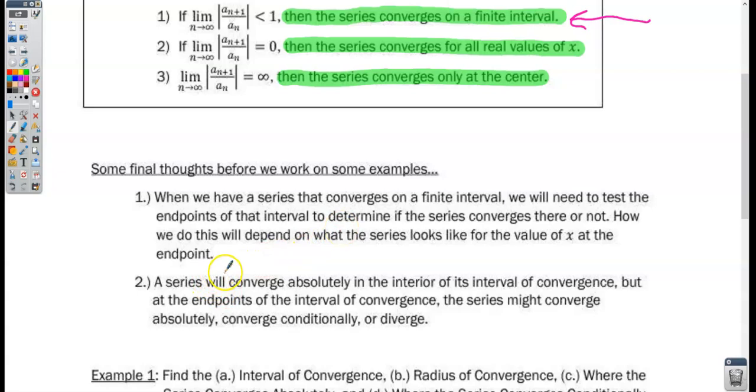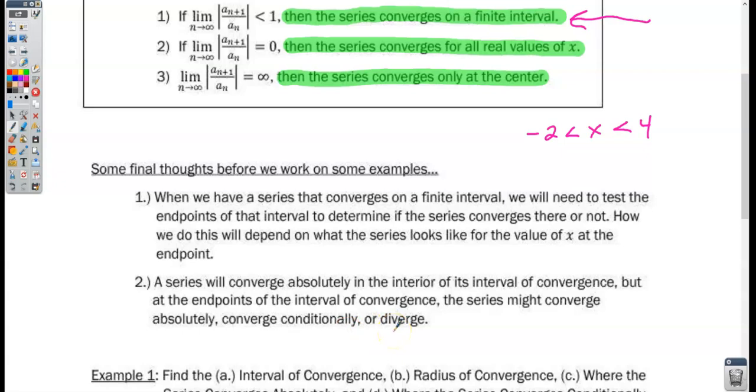A second thing, a series converges absolutely in the interior of its interval of convergence. So say the interval of convergence is from -2 to 4. For every x value that's not -2 and not 4, that's in between these two values, this series converges absolutely. At the endpoints, it's possible for the series to either converge absolutely, converge conditionally, or diverge, and we should be familiar with all of those terms by now.